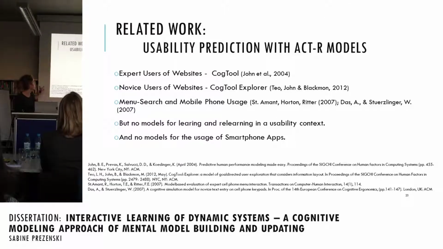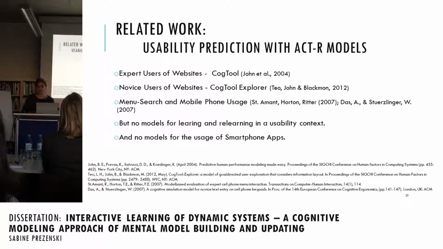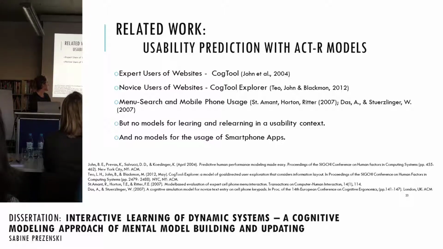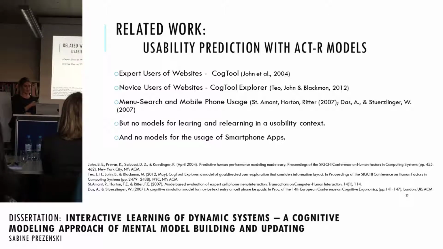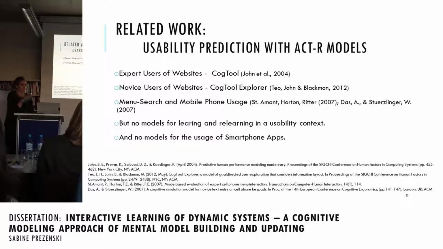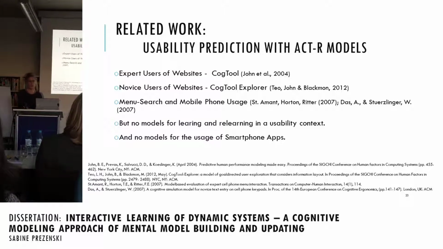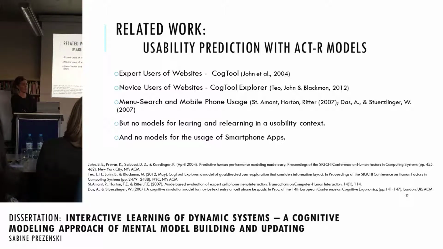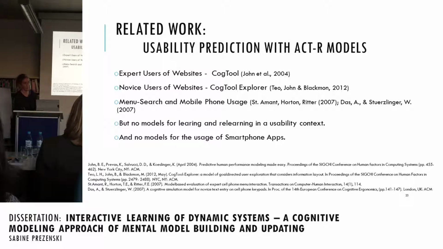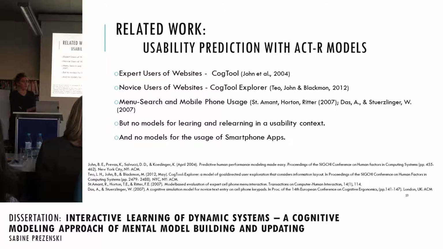Already other people have worked on usability prediction with ACT-R models. There is, for example, the CogTool approach, which can predict expert user behavior on websites, and CogTool Explorer can also predict novice user behavior on websites. There are also studies which look at how menu search and mobile phone usage goes along, and how this can be modeled with ACT-R. However, there are no models for learning and relearning in a usability context with ACT-R, and also there are no models for the users of smartphone apps.